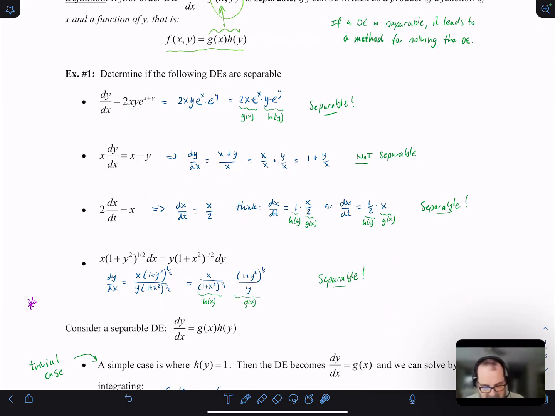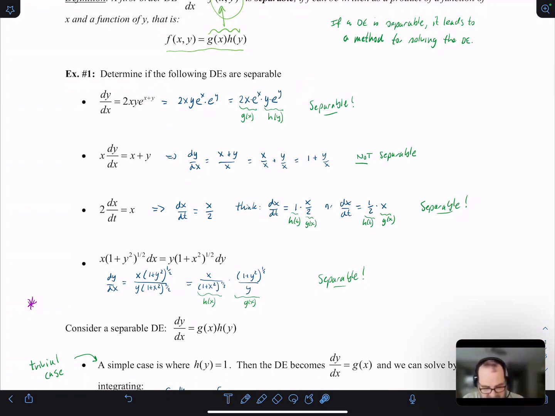This one can be, with just a little bit of work using rules of exponents. We can rewrite e to the x plus y as e to the x times e to the y. And then we can rearrange the factors, so we can write 2x e to the x times y e to the y. And indeed, this is separable. So the first one is a yes. This first one is separable.